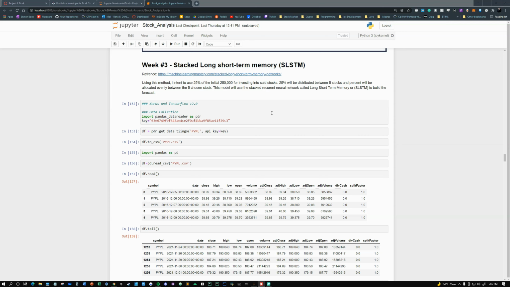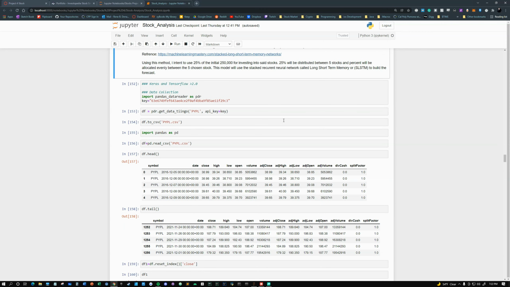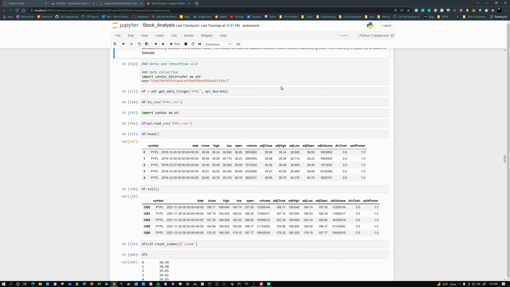So moving on to week three, I really didn't want to steer away from the LSTM model, so I chose to use a variation of that, which is the stacked long short-term memory. Again, as in week one and week two, I chose to only allocate 25% of the initial 250,000, again putting it into only 5 stocks for this week. So yeah, let's get into it.